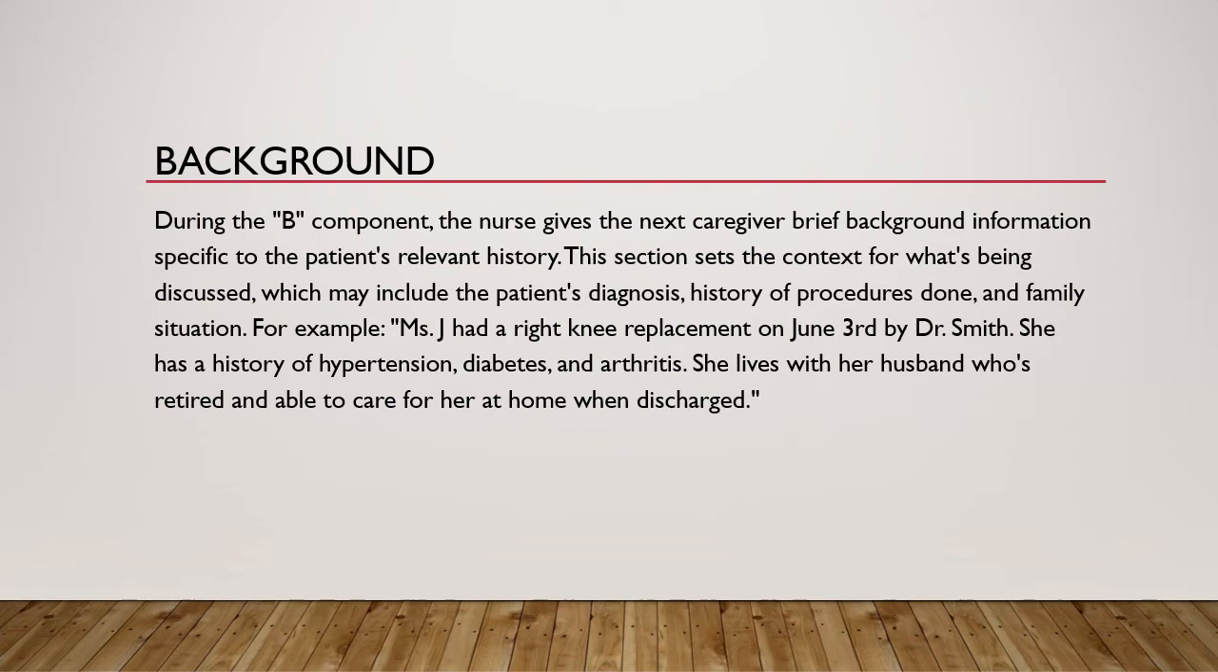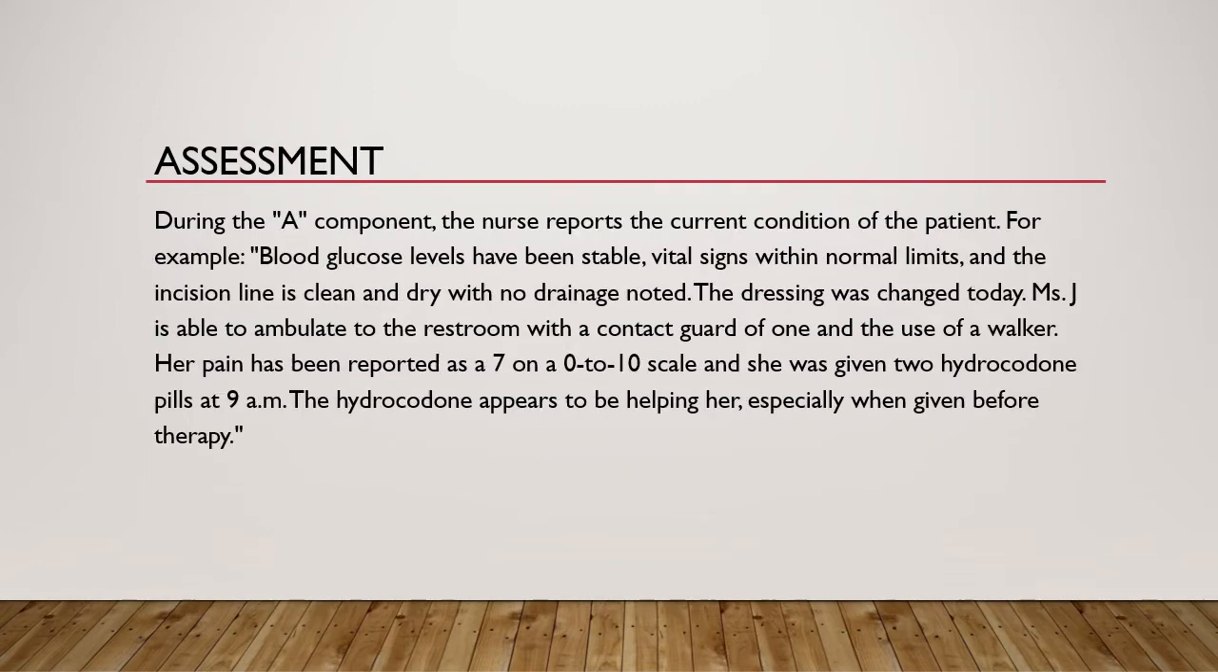Next is background. During background, you'd be giving the next caregiver brief background information specific to the patient's relevant medical or surgical history. This is setting the context for what's being discussed, which may include things like the patient's diagnosis, history of procedures done, and the family situation. Third is assessment. During this component, you'll be reporting the current condition of the patient. For example, what their blood glucose is, what their vital signs are, how they've been ambulating, what their pain is.